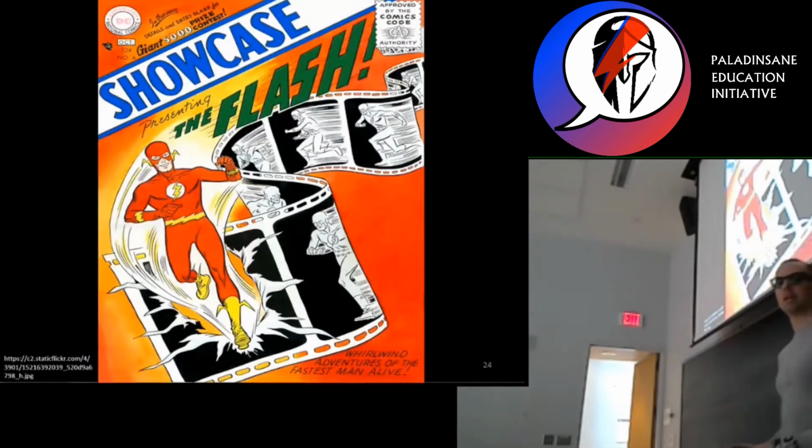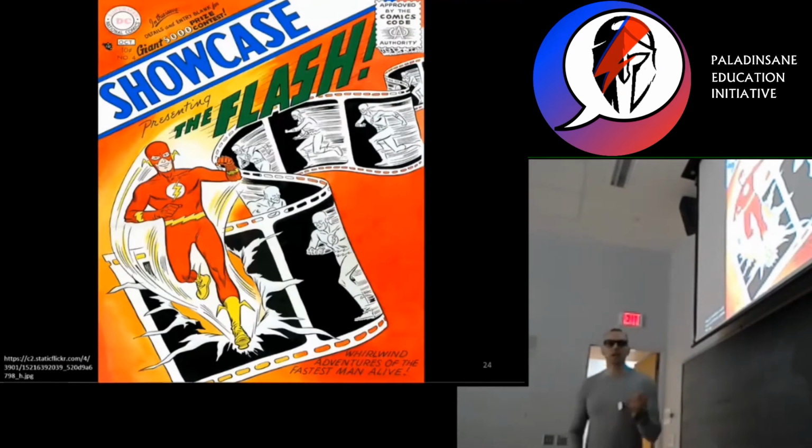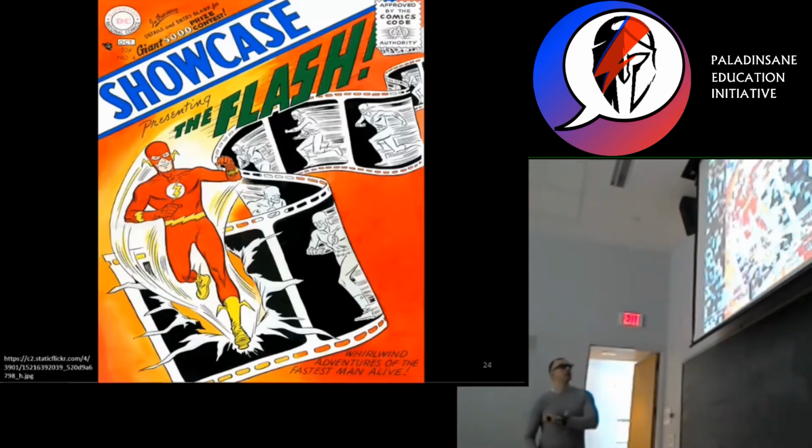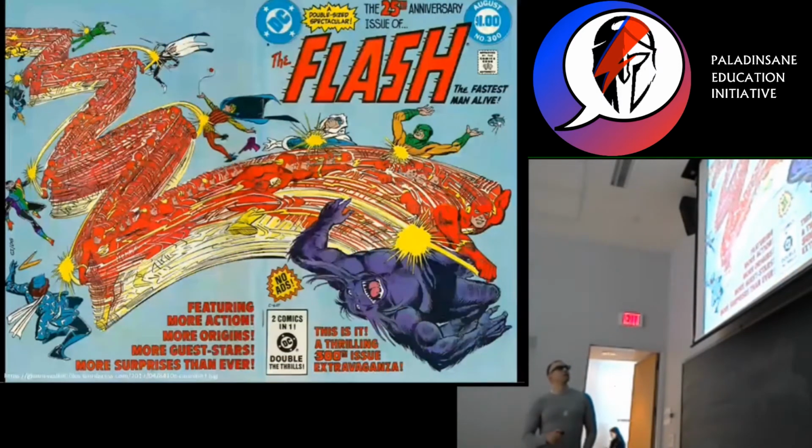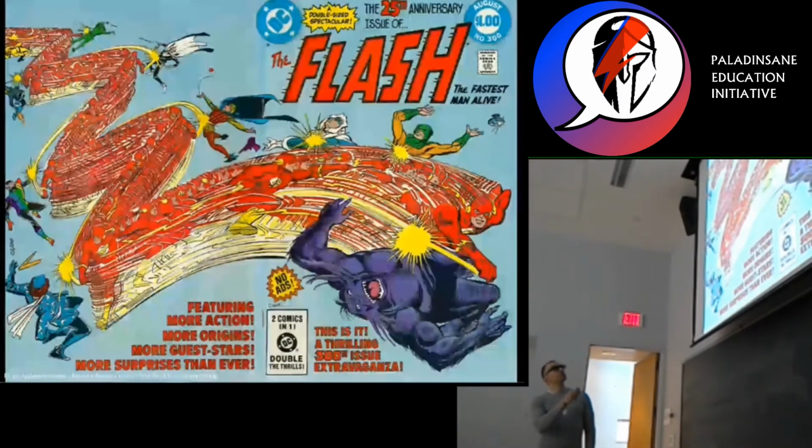So here we have an image of the Flash running. Here we have another image of the Flash running. And as you can see, tons of literal devices. So position of the legs, position of the body, position of the arms. Tons of metaphorical devices. We got action lines. We have multiples.